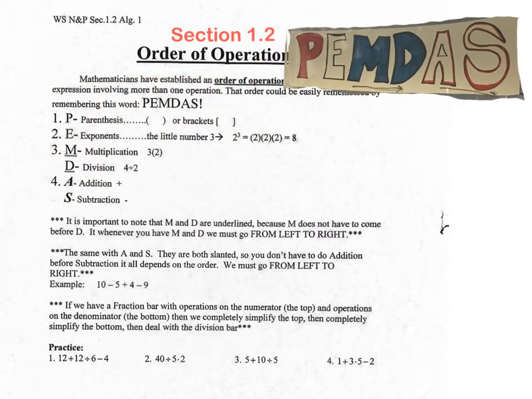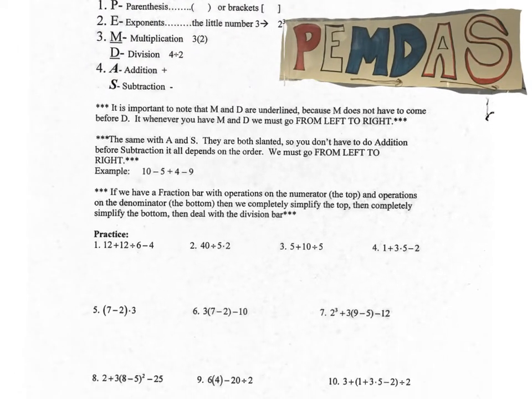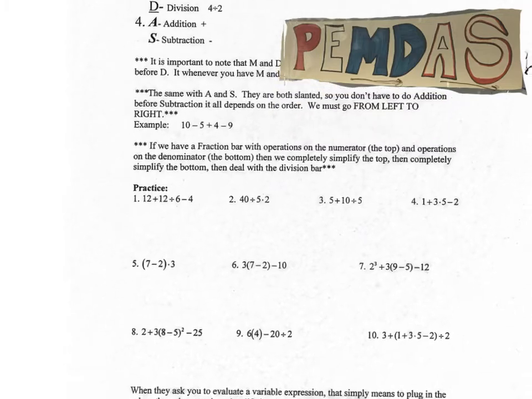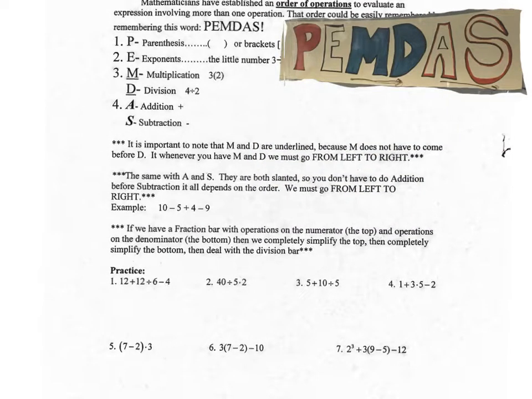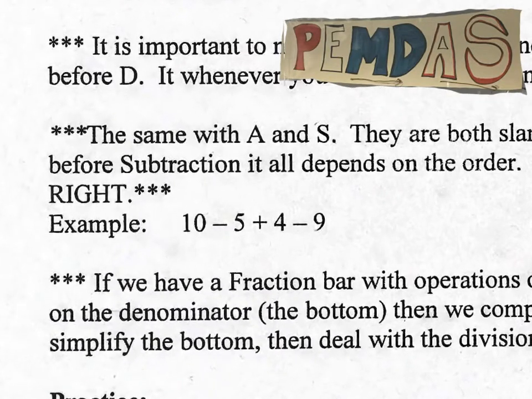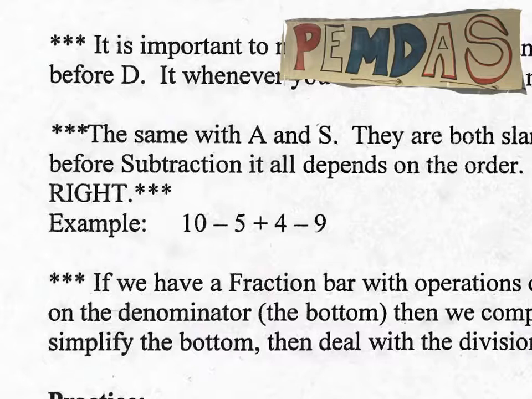Let's get to practicing. Let's go down here. Oh, by the way, we have all these detailed notes. Everything that I just said is written right here. Okay, so we have 10 minus 5 plus 4 minus 9. It's all addition and subtraction. So technically, because I have addition and subtraction as step 4, I need to go from left to right. I do not have to add first before subtracting. I go from left to right.